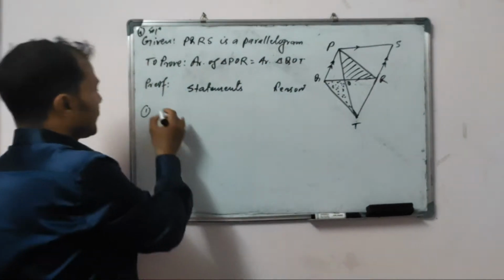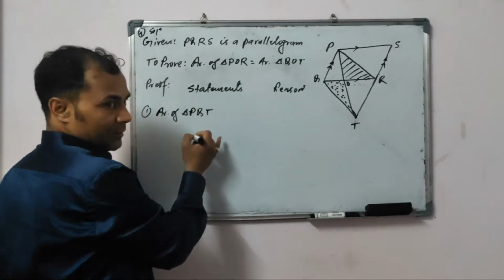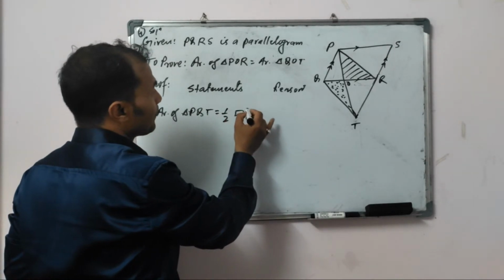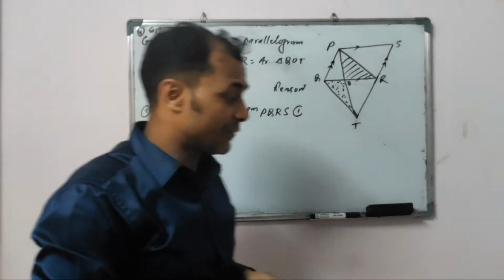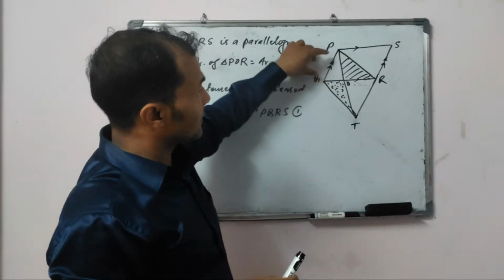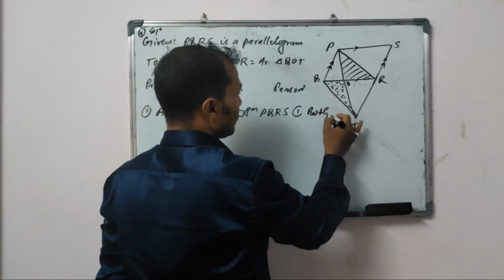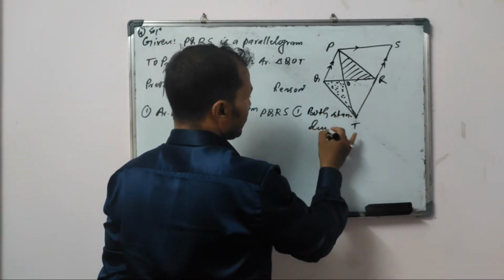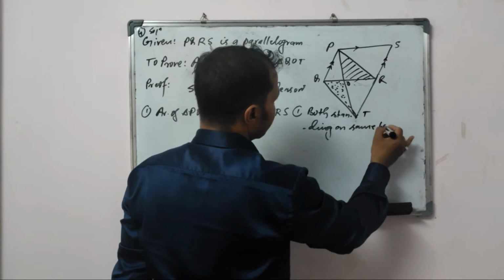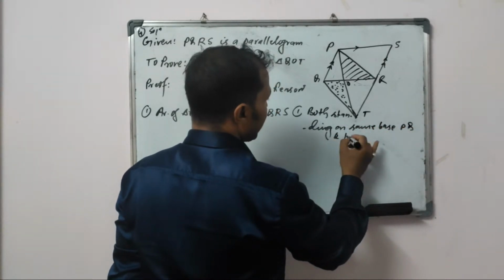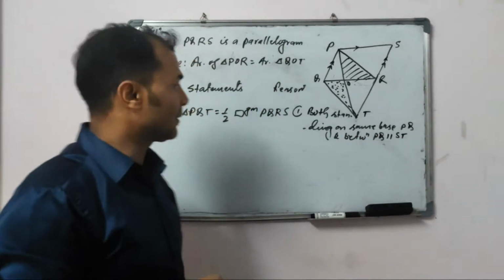Yes? So first one, area of triangle PQT is half of parallelogram PQRS. What should be the reason for this? Both of them stand on same base PQ and between same parallel lines. Both standing on same base. Which base? PQ. And between PQ parallel ST.